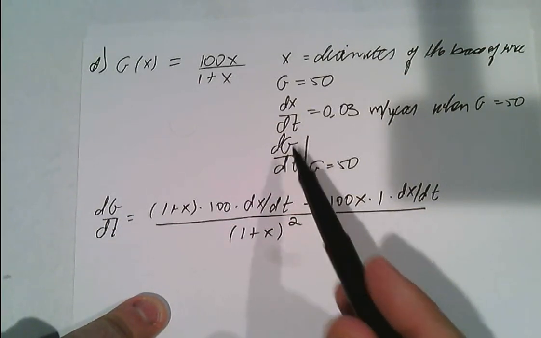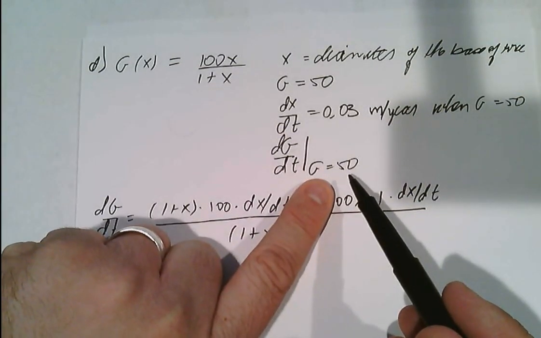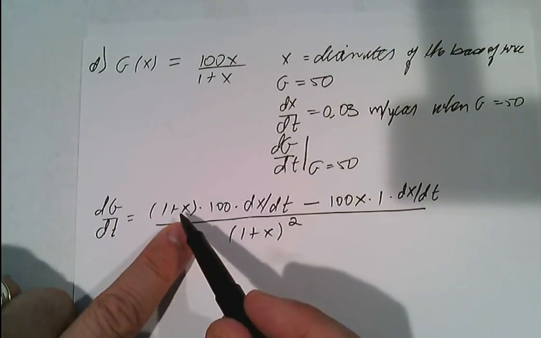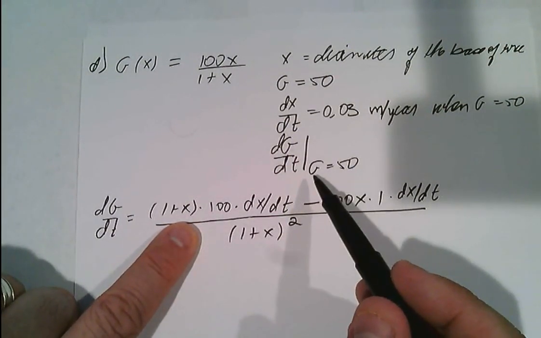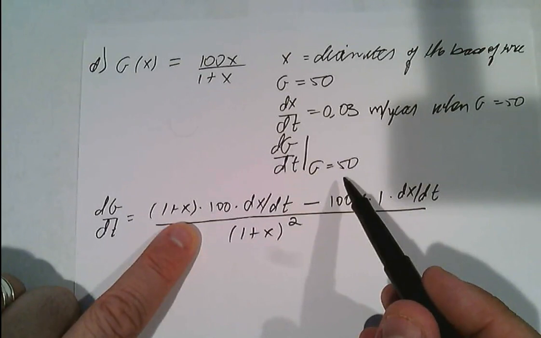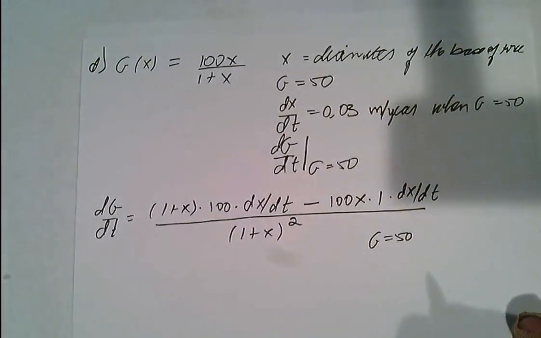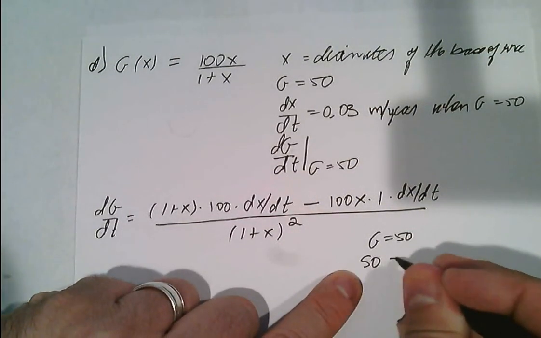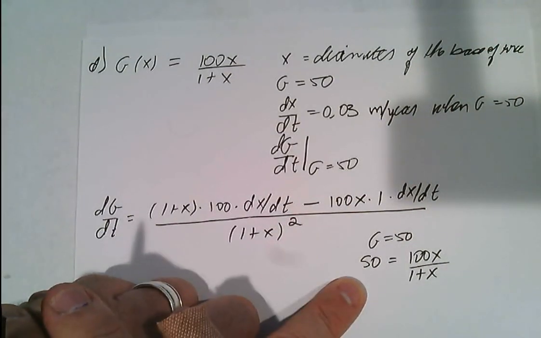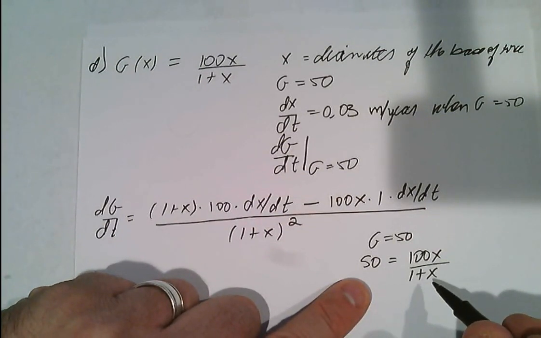Now I need to find the derivative of g with respect to t when g is equal to 50. The mistake I made earlier is I found the derivative of g with respect to t, but then everywhere I had an x, I replaced x with 50, but that was the mistake because g is equal to 50. I need to know what the x value is. So I need to do a little side work here. I know that g is equal to 50. So given the equation they gave me, that means that 50 equals 100x divided by 1 plus x. And I need to find the right value of x that makes this true.